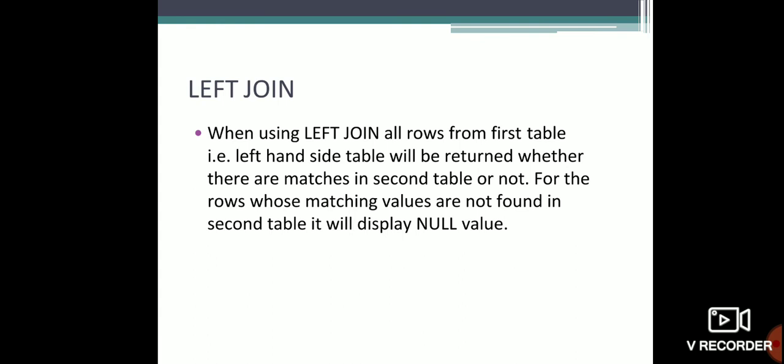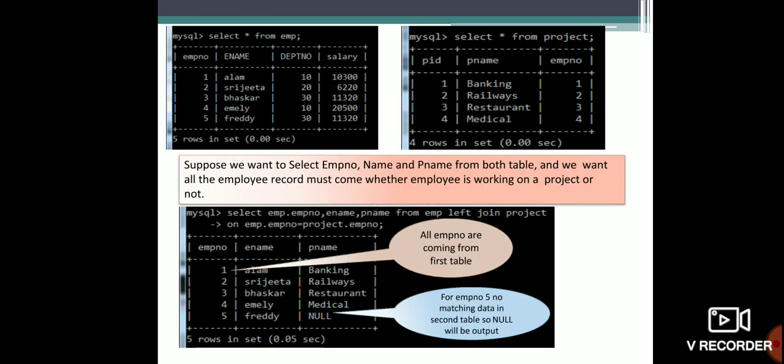Next is left join. When using left join, all rows from the first table, that is the left hand side table, will be returned whether there are matches in the second table or not. For the rows whose matching values are not found in the second table, it will display null value. You can see here there are two tables. Select asterisk from employee: the entries are employee number, e name, department number and salary. The second table is project. In this you have PID, P name and employee number. The common column is employee number, mentioned in both tables.